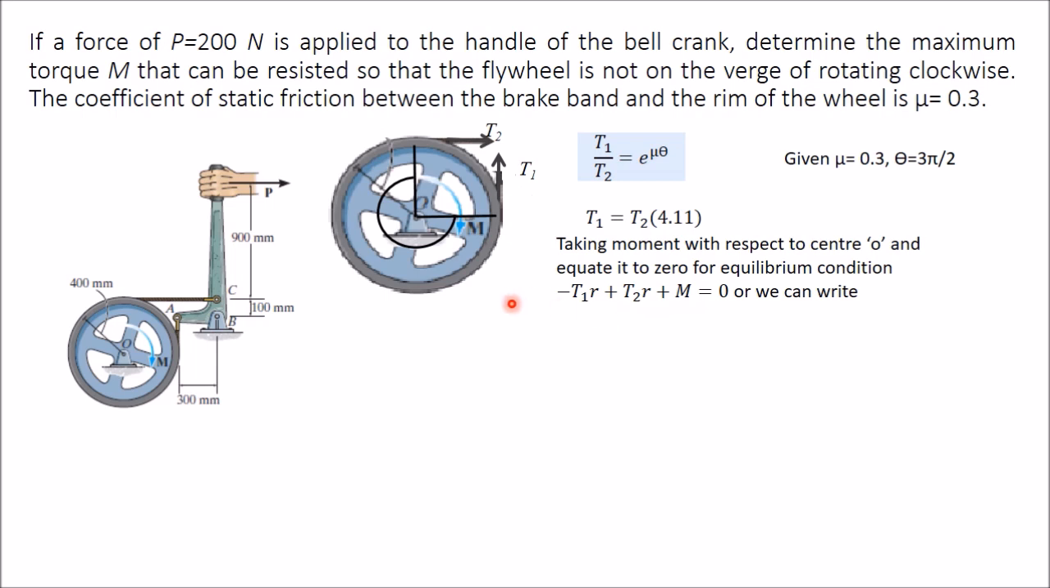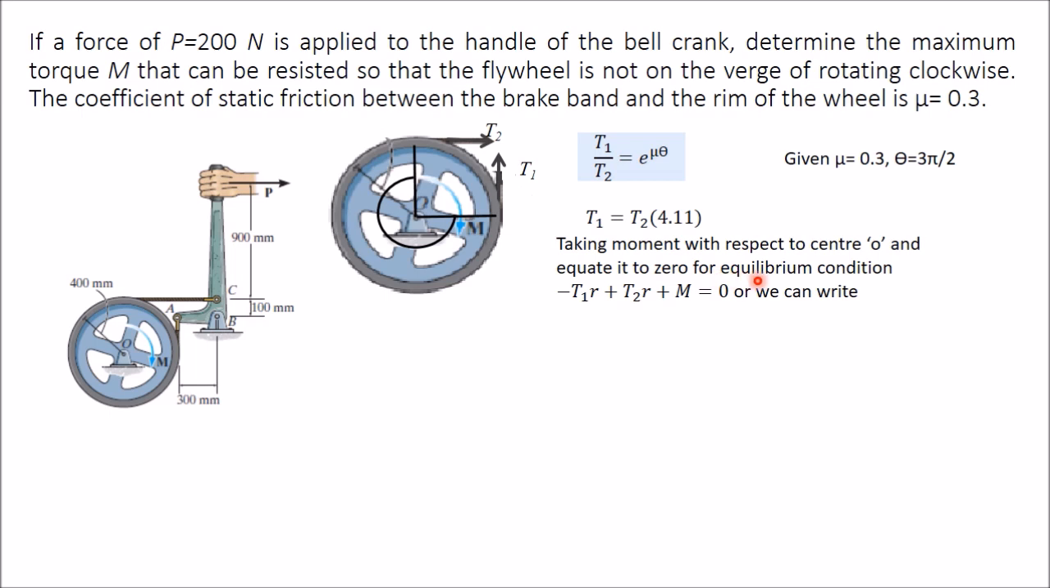Now further, taking moment with respect to O. Here O is a pin joint, so here you will get two reactions. I have not drawn those two reactions because I am taking moment with respect to center O, so the moment of those two reactions will become 0.